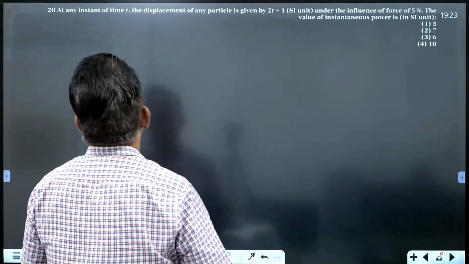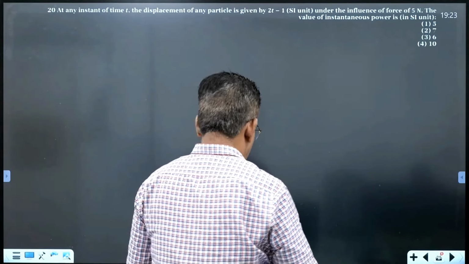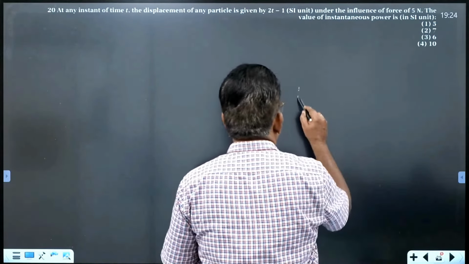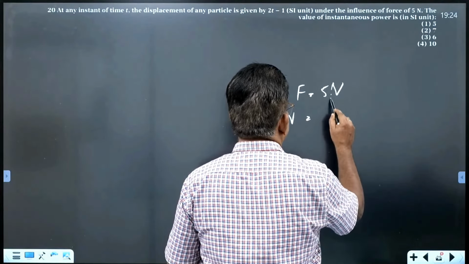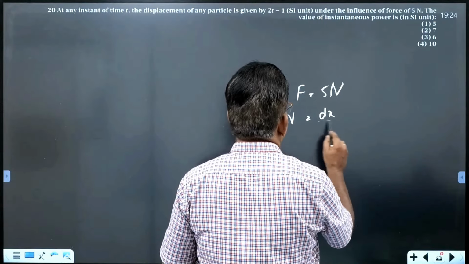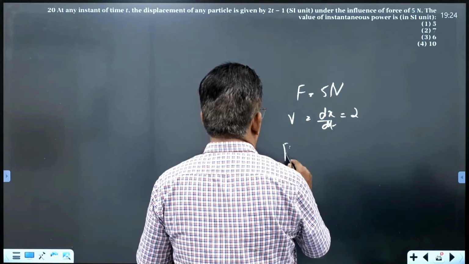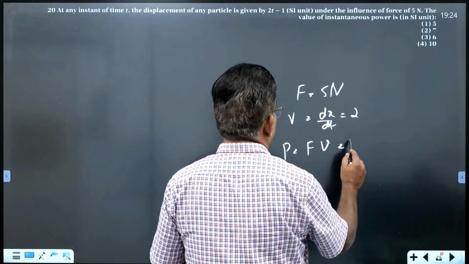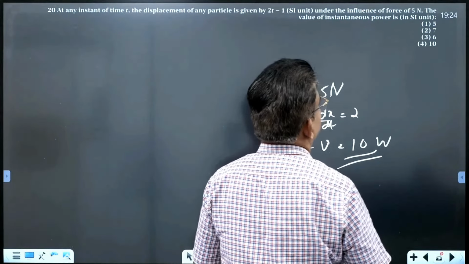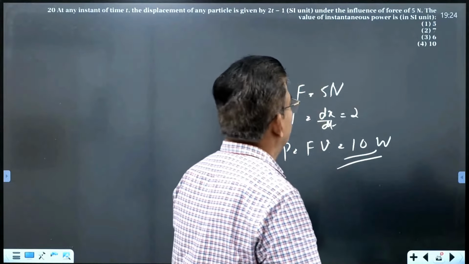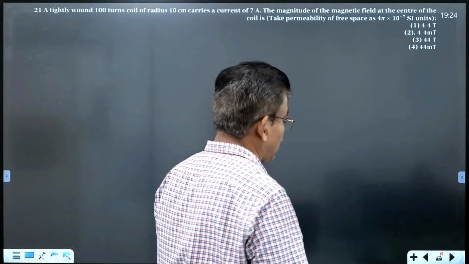The 19th one. At any instant of time, so simple question. Force is 5 Newton, velocity is dx by dt, that comes to be 2. Therefore, power is equal to force into velocity, that comes to be 10 watts in SI system. So simple question, answer is 4. Now we come to the next question.